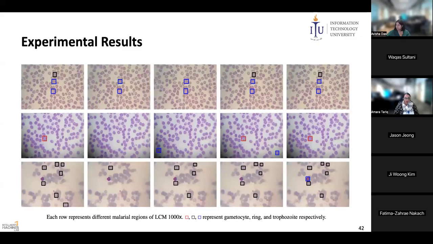Here are some of the results. These different color boxes show the different classification results. These are the results on the low quality microscopes.